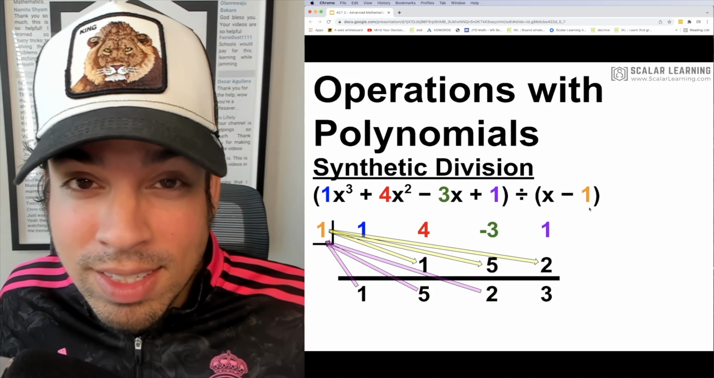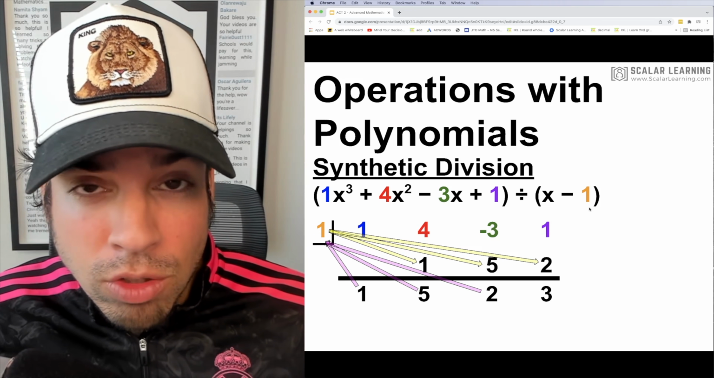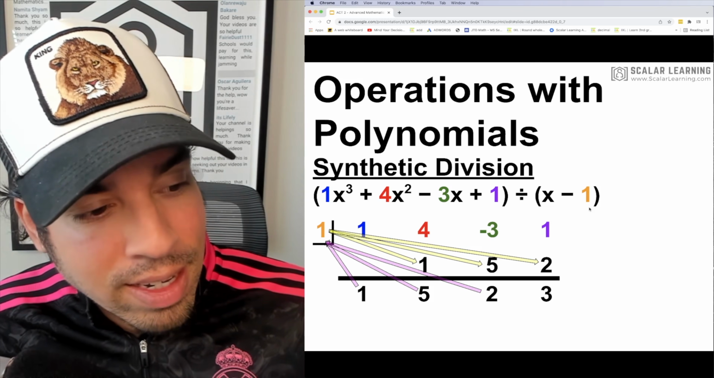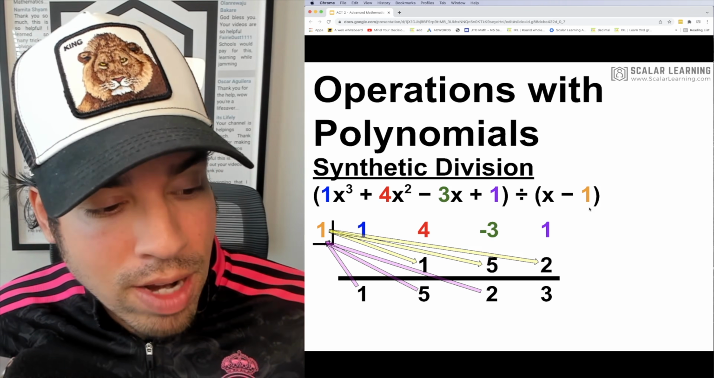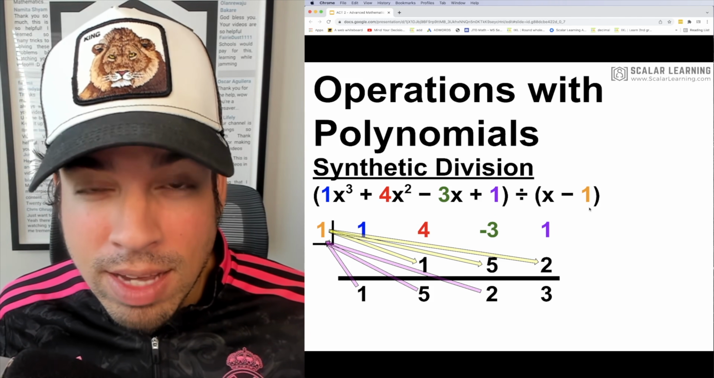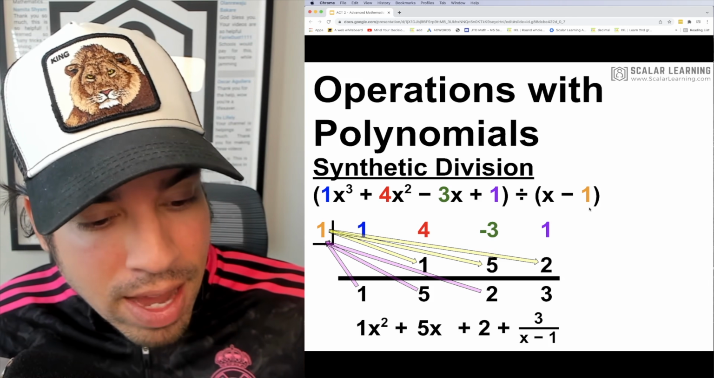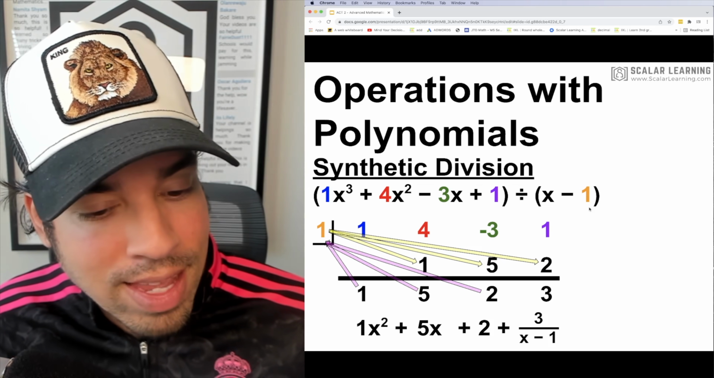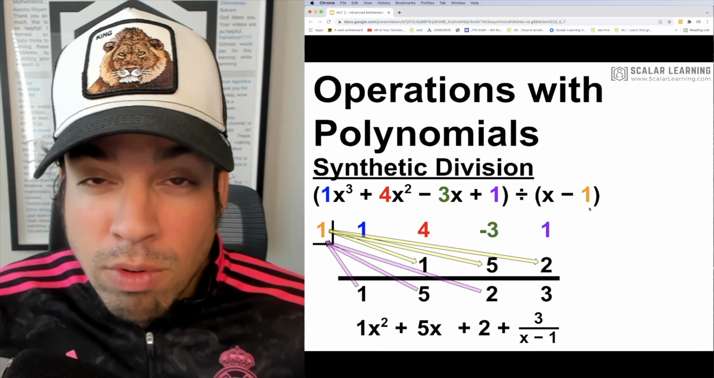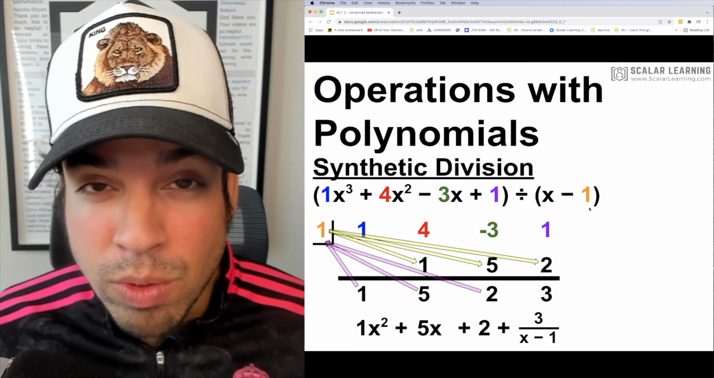So now you're wondering, what does this tell us? This gives us the resulting polynomial when we divide. And again, it started at x cubed, so now this first term is one level down at x squared. So check it out, it's 1x squared plus 5x plus 2, and then that remainder plus 3, and that remainder goes on top of the original divisor.